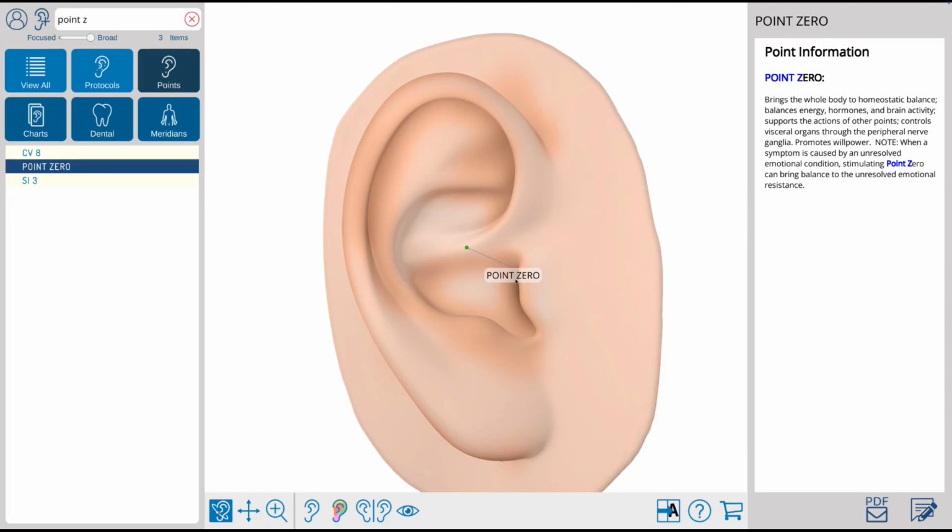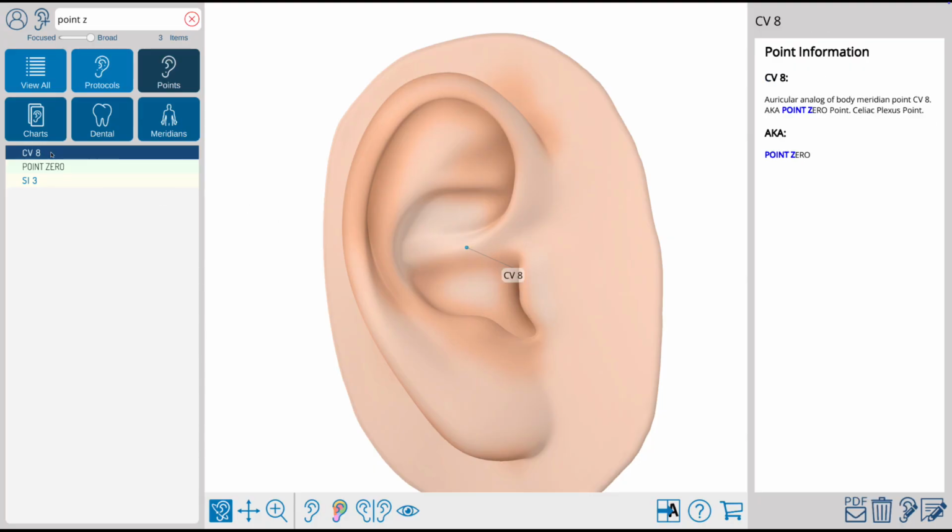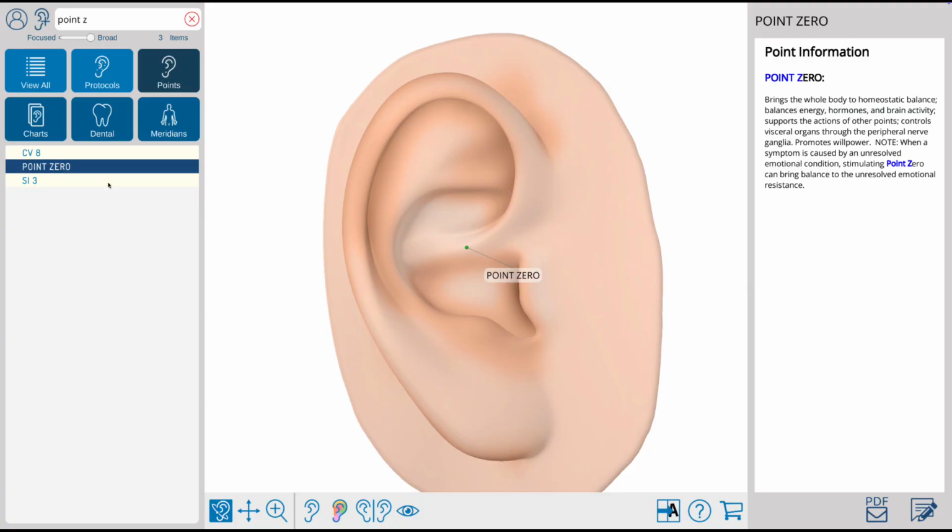One thing I want to show you that's really cool is point zero located here, right? I'm sure many of you already know where to locate it. It is the same point as REN 8, because all the channels and points of the acupuncture channel system are also on the ear, and point zero relates to REN 8 of the body.